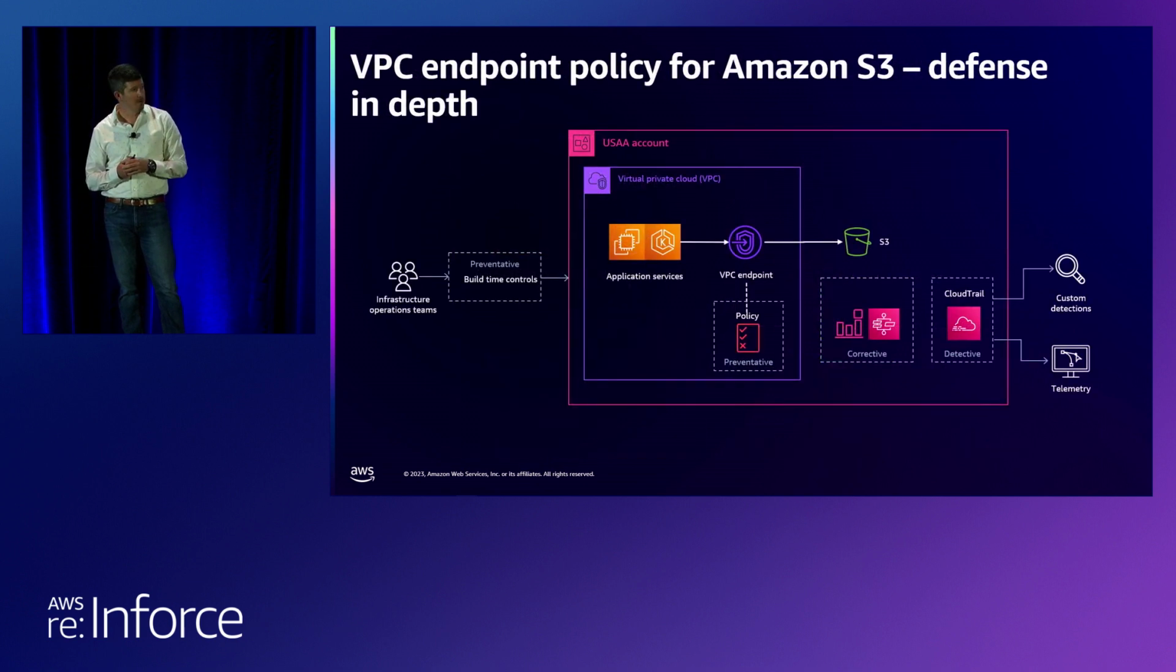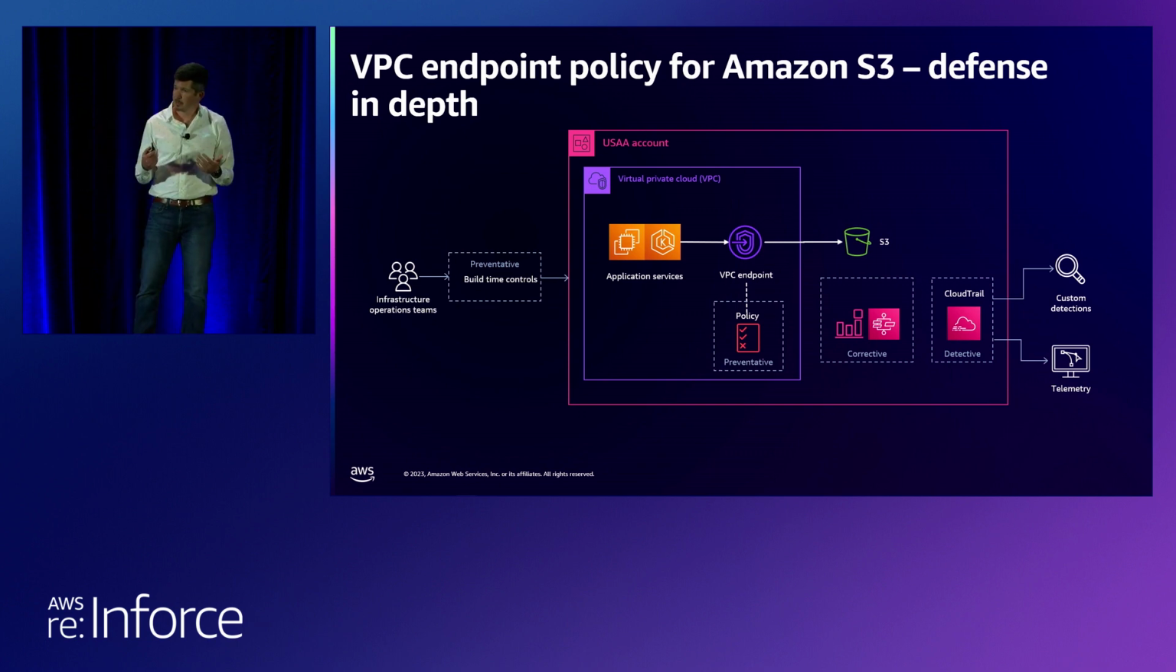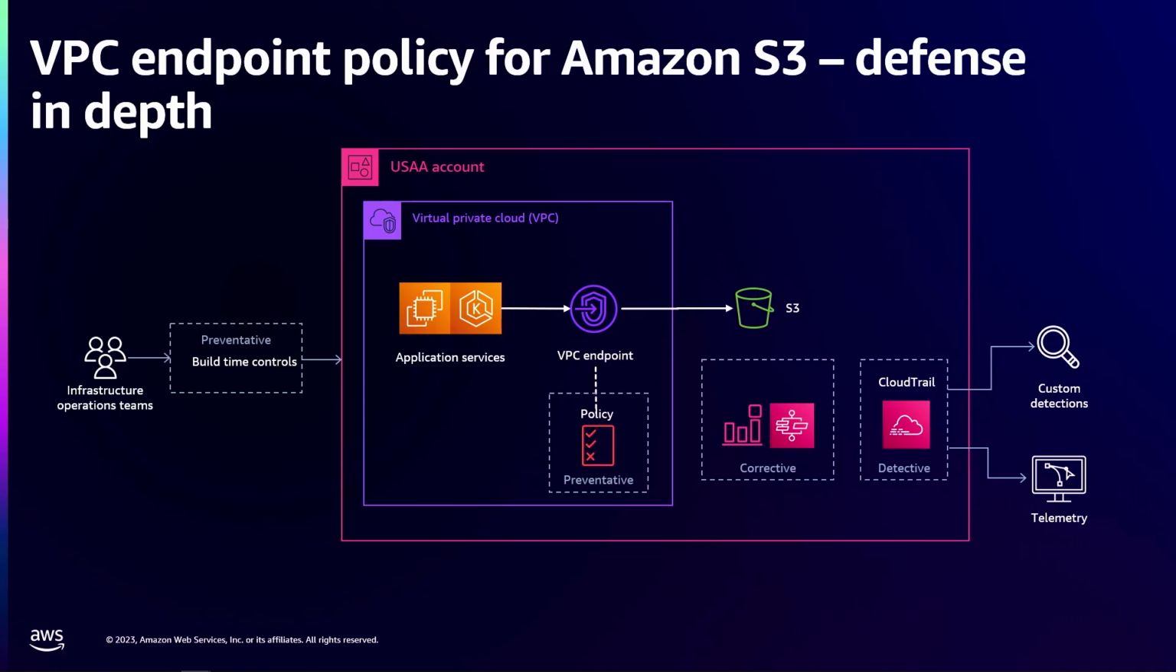And finally, we have a very high-level look at our solution: VPC endpoint policy for Amazon S3, a defense in depth look at that. So over to the left, we have our infrastructure operations team deploying VPC endpoints through our build time controls with a lot of preventative controls built in. Inside the VPC, you see the VPC endpoint deployed with enforcement on the VPC endpoint policy and our condition keys.